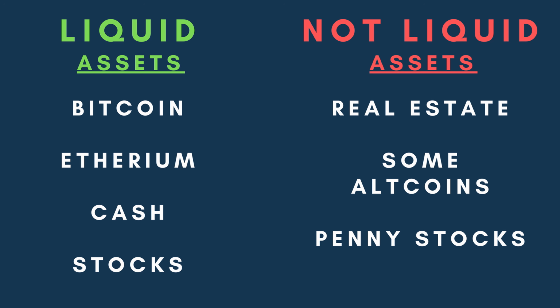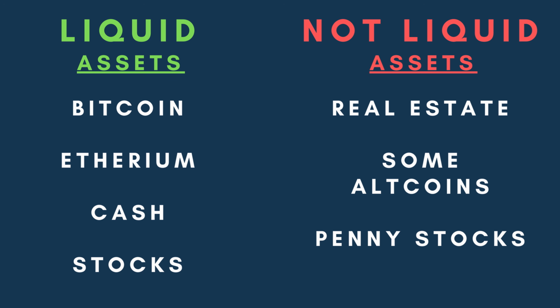And a huge driver of liquidity is volume. So how many people are buying and selling the asset or coin that you're investing in? To give an example of very liquid coins, those would be like Bitcoin and Ethereum and others that trade a large volume every day. Other examples of things that are very liquid are cash, the stock market for companies that are highly traded like Apple, Google, Amazon.